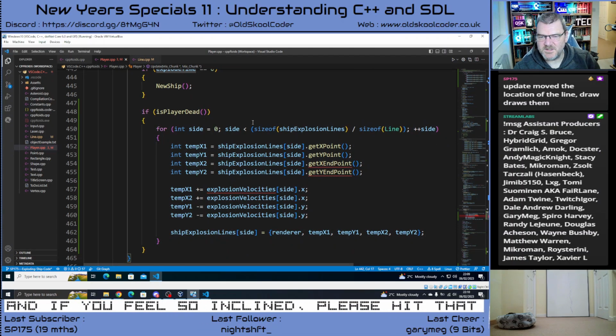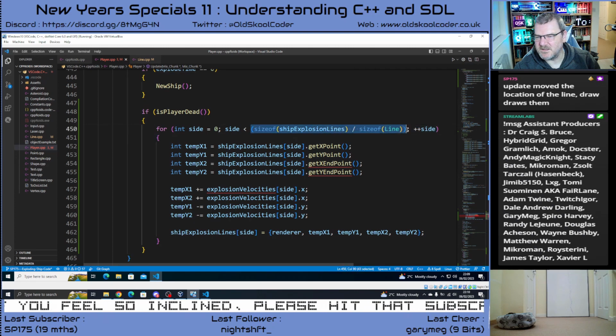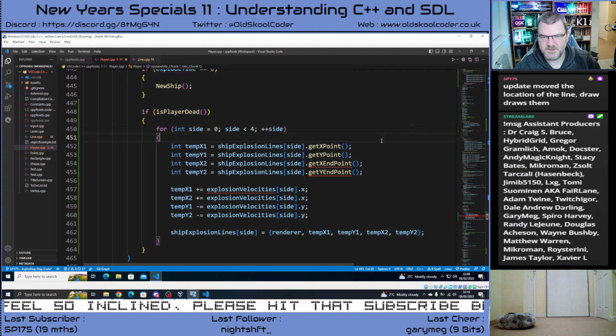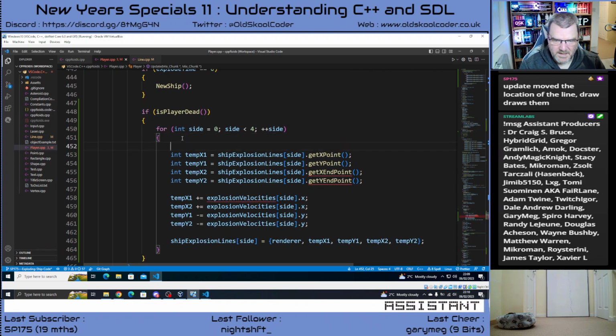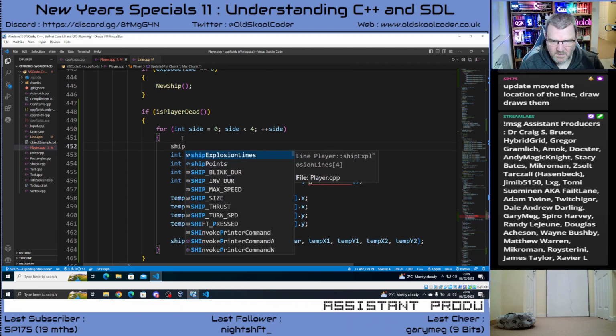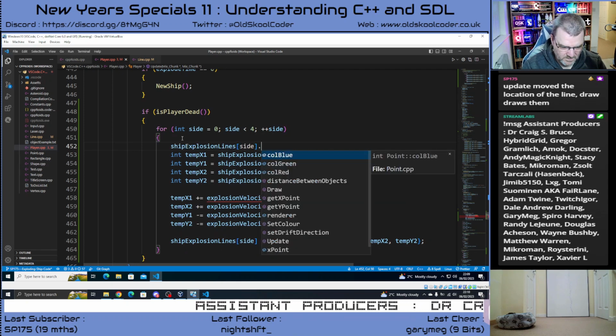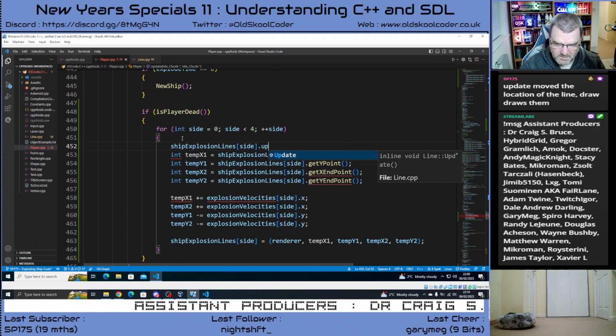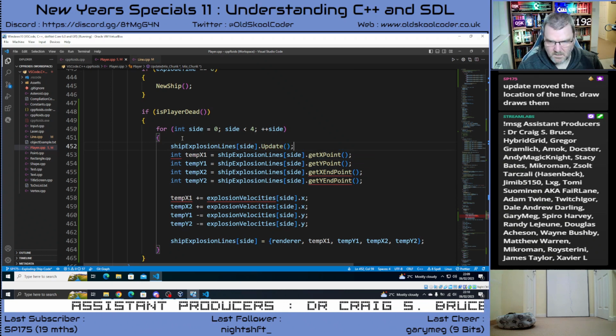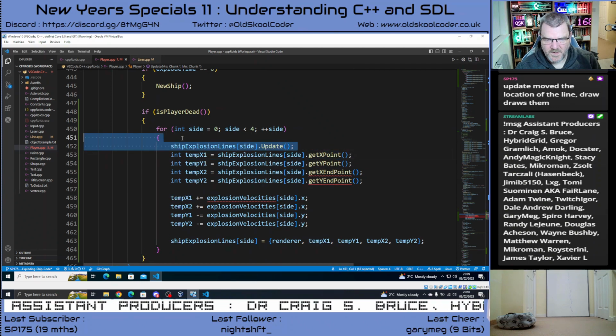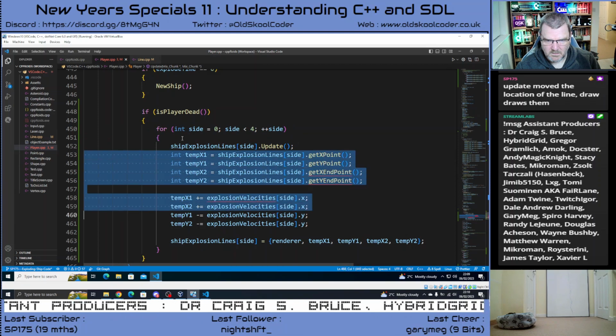So number of sides. Now we know the number of sides is 4 because the ship only has 4 sides. So we can now do this, we can now do ship explosion line side dot update, which will then do the update.